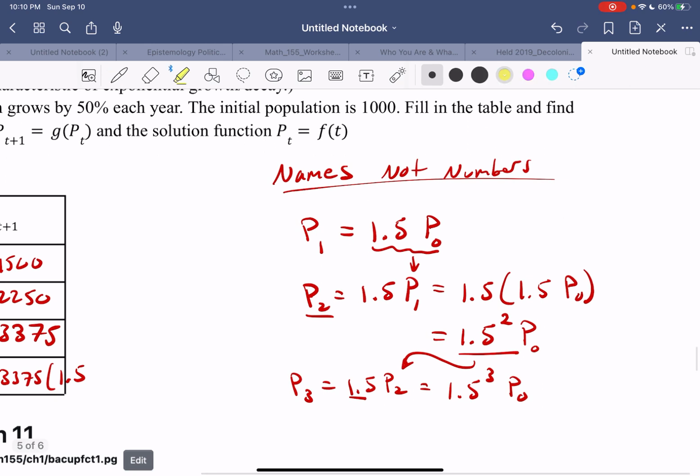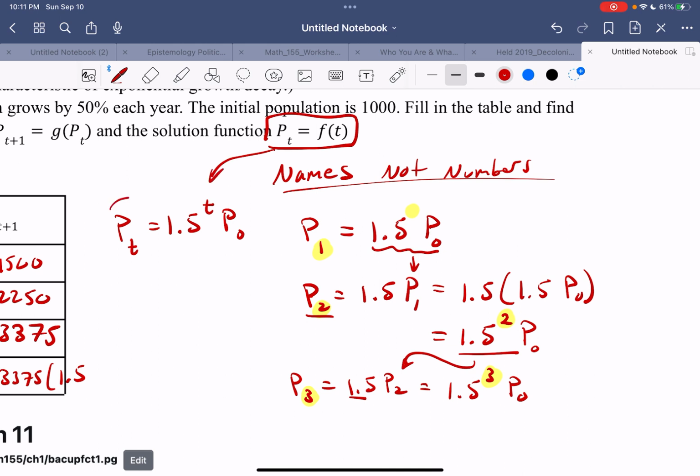Now you stare at this and find the little pattern. Here's a 1, there's an invisible 1, here's a 2, here's a visible 2, here's a 3, here's a visible 3. The population at time t is 1.5 to the tth power times the initial population. Okay, that's my solution function. And what's the initial population? It's 1,000. So this is 1,000 times 1.5 to the t.